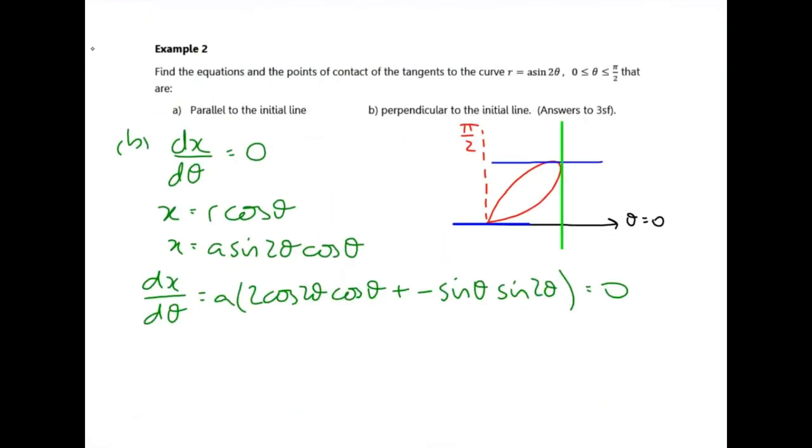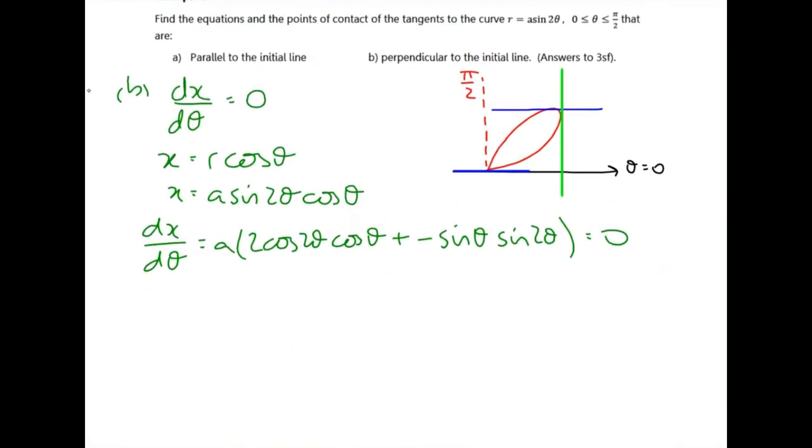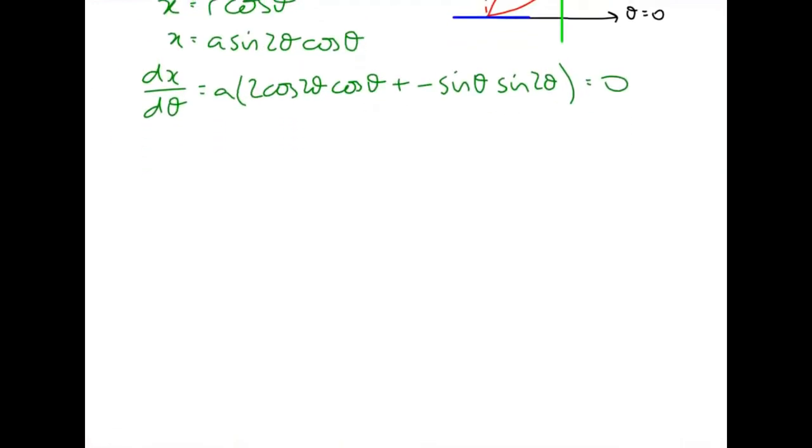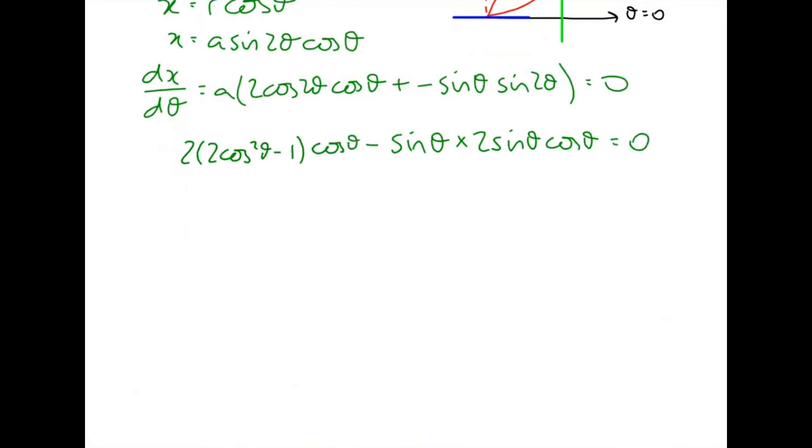So double angle formula for these. Again, I don't have a choice for sine. So 2 sine theta cos theta. This time I'm going to use the cos form of the double angle formula for cos, because in here I'm going to get sine squared, which I can turn into cos. So I'm going to replace this with 2 cos squared theta minus 1, times by the other cos theta, and this is all equal to 0.